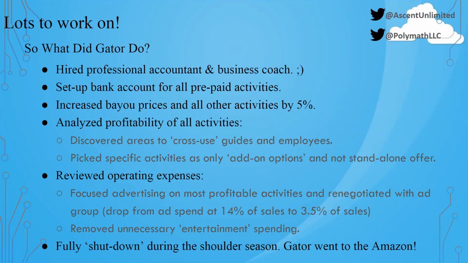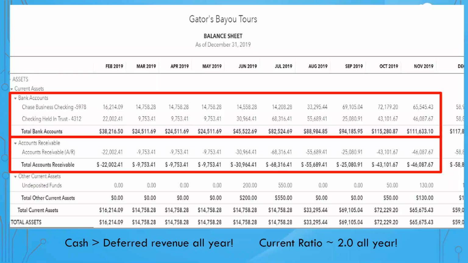So ultimately, he ends up dropping his ad spend from 14% of sales down to about 3.5% of sales, and he removed any unnecessary entertainment spending. Finally, shut down during the shoulder season, and Gator went to the Amazon. Nice. Woohoo, Gator gets a vacation.